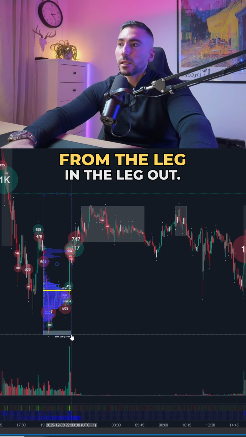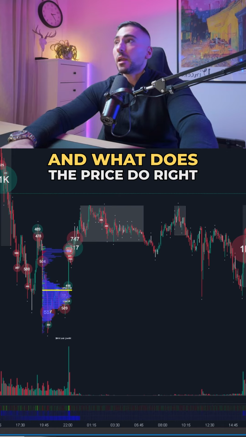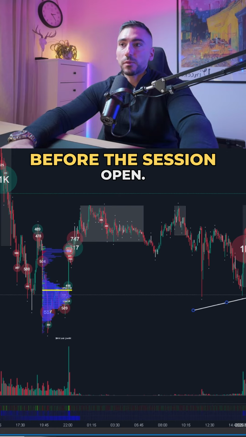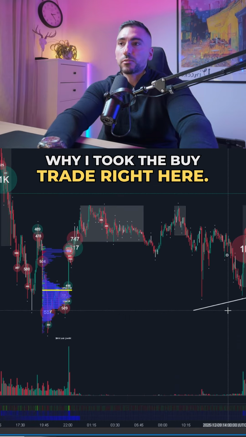So measure this leg from the leg in to the leg out. As you see, POC, tap into this, go higher. And what does price do right before the session open? New York session open creates a higher low, and this is why I took the buy trade right here.